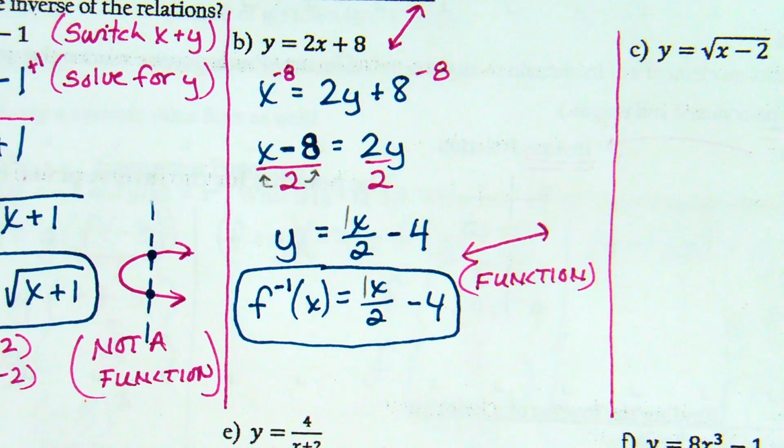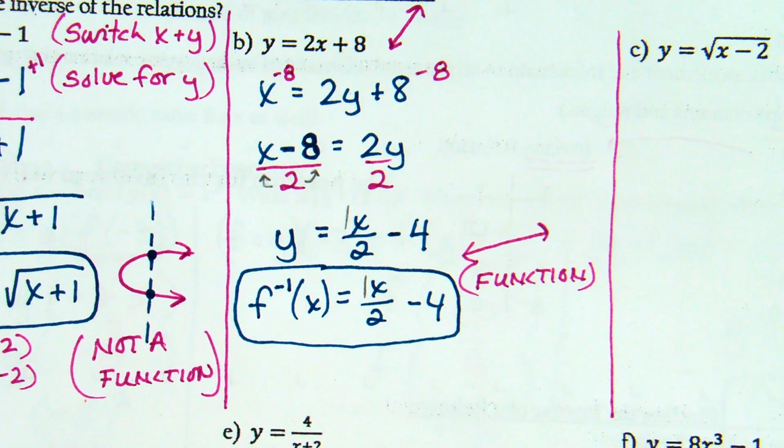Let's try example C. y equals square root of x minus 2. Okay, step 1. Switch x and y. So instead of y equals, I'm going to say x equals. Instead of square root of x minus 2, square root of y minus 2. Okay. I've got to solve for y.